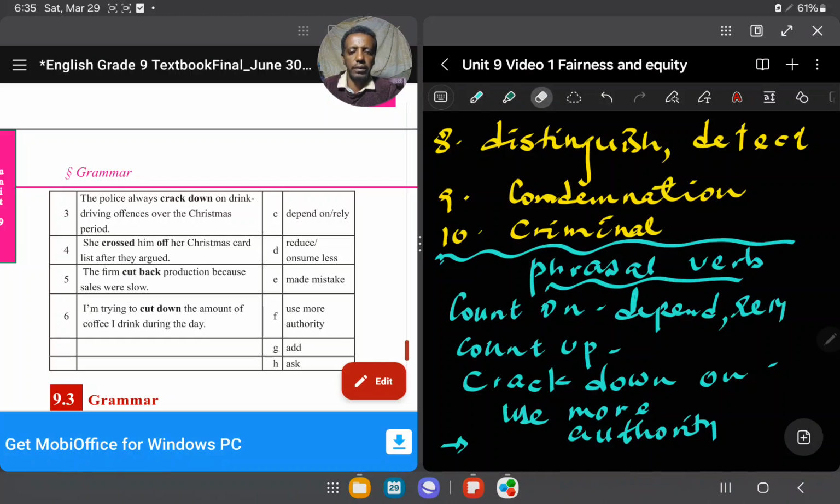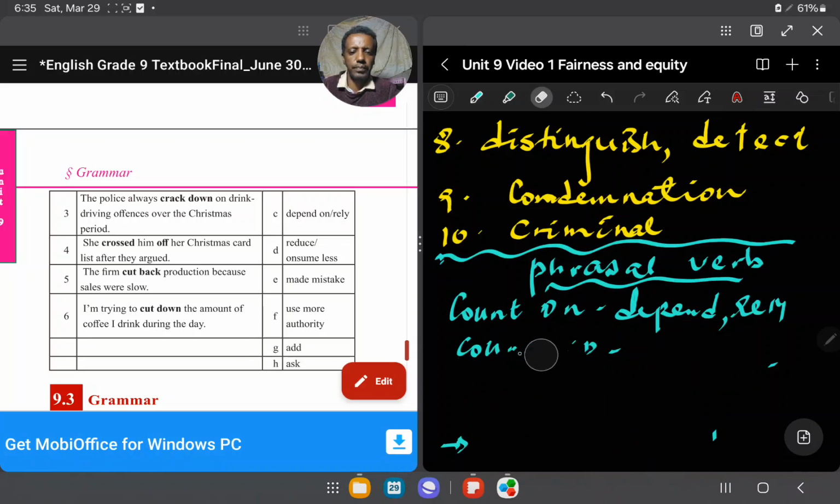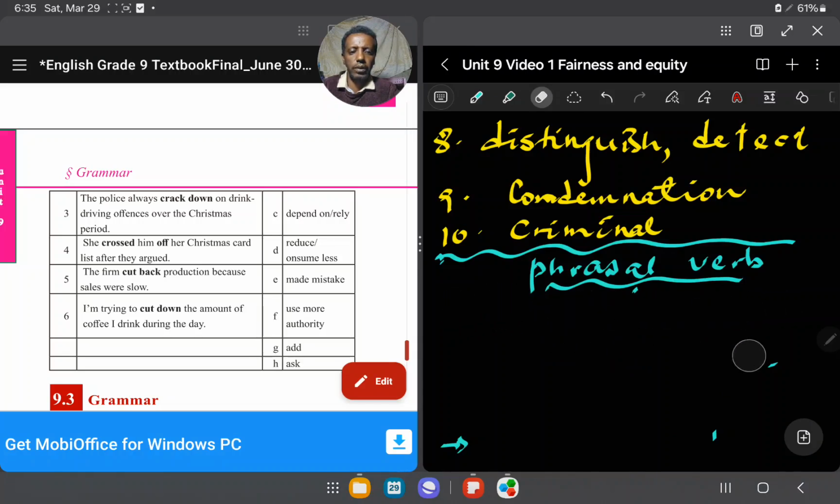Here it's better to erase this one. Look, I have... look at this example. I have been reading since morning.